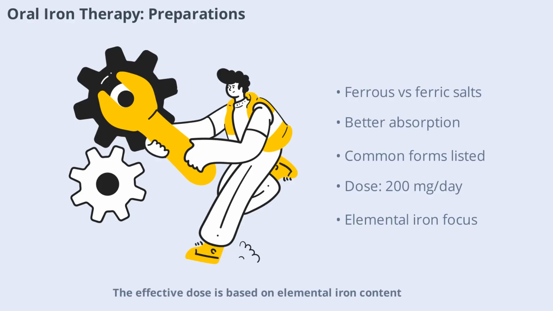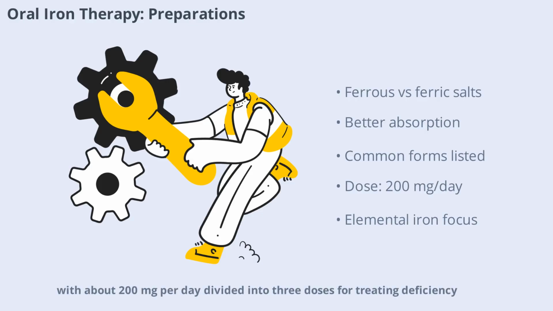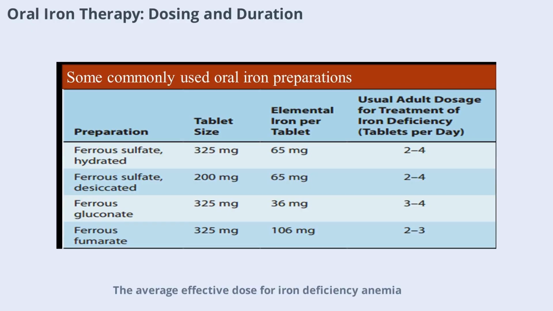The effective dose is based on elemental iron content, with about 200 mg per day divided into 3 doses for treating deficiency. Average effective dose for iron deficiency anemia is about 200 mg of elemental iron daily, divided into 3 doses. Recovery of hemoglobin depends on anemia severity, with severe cases taking a month or more. To replenish iron stores, treatment continues for 3–6 months, as absorption rates decrease after anemia correction.